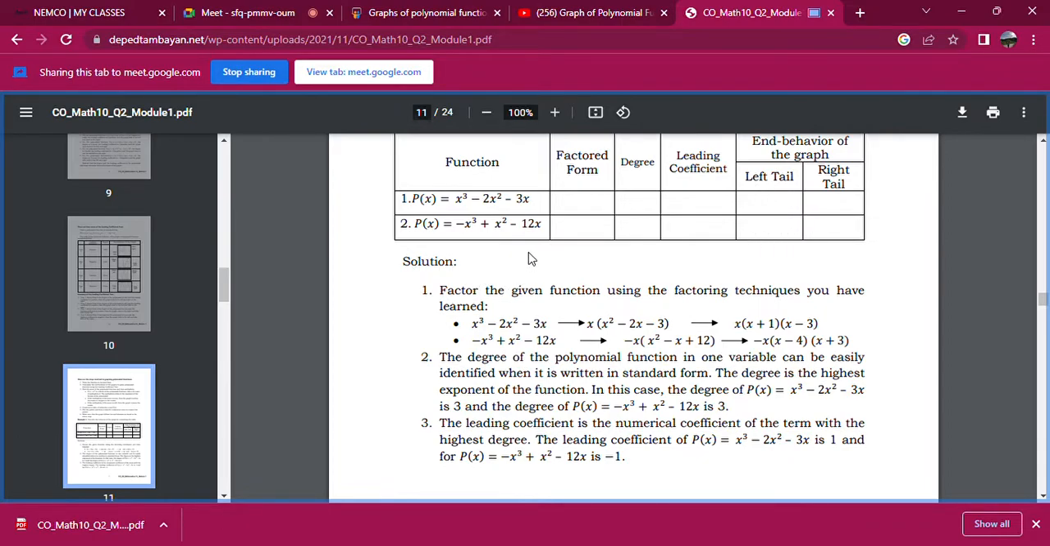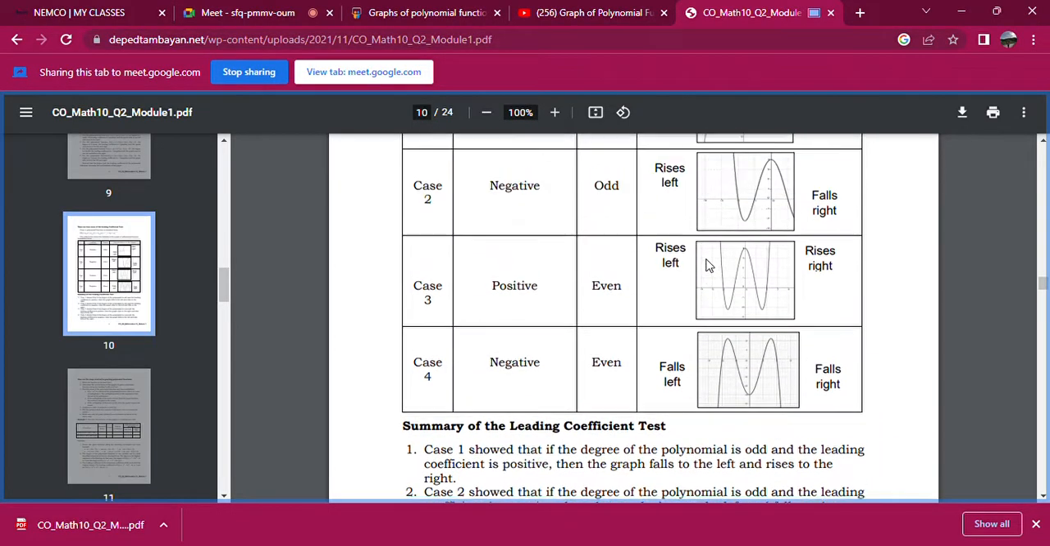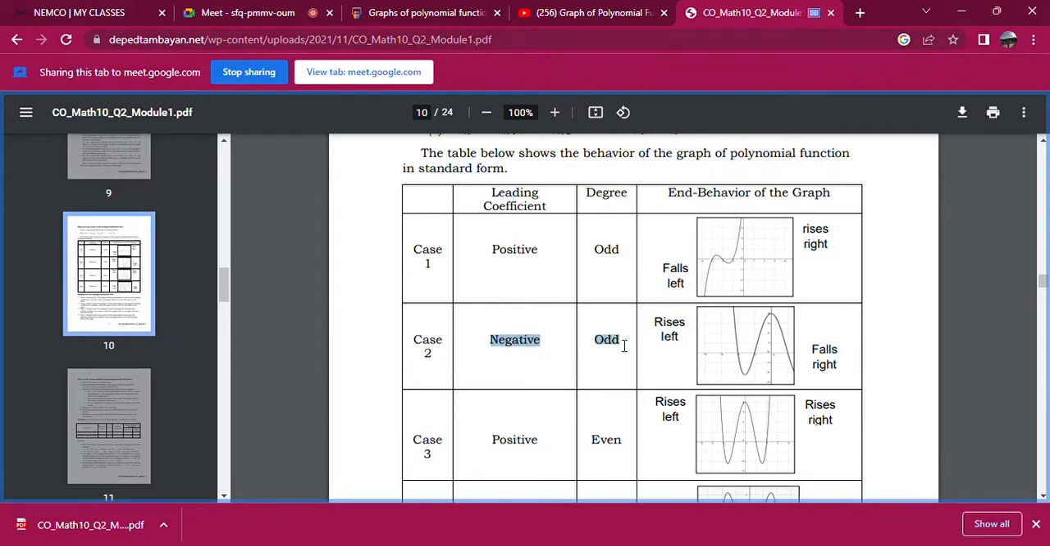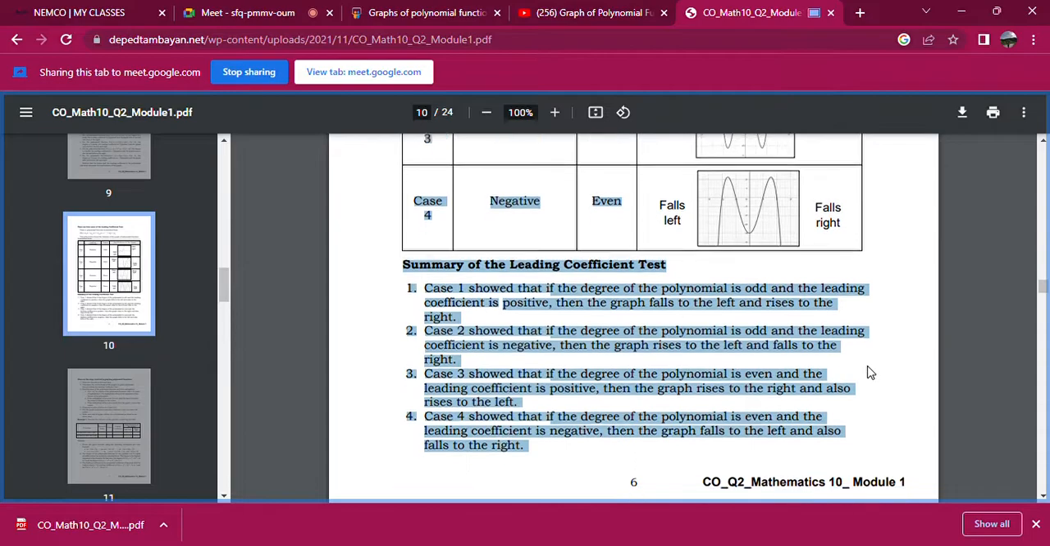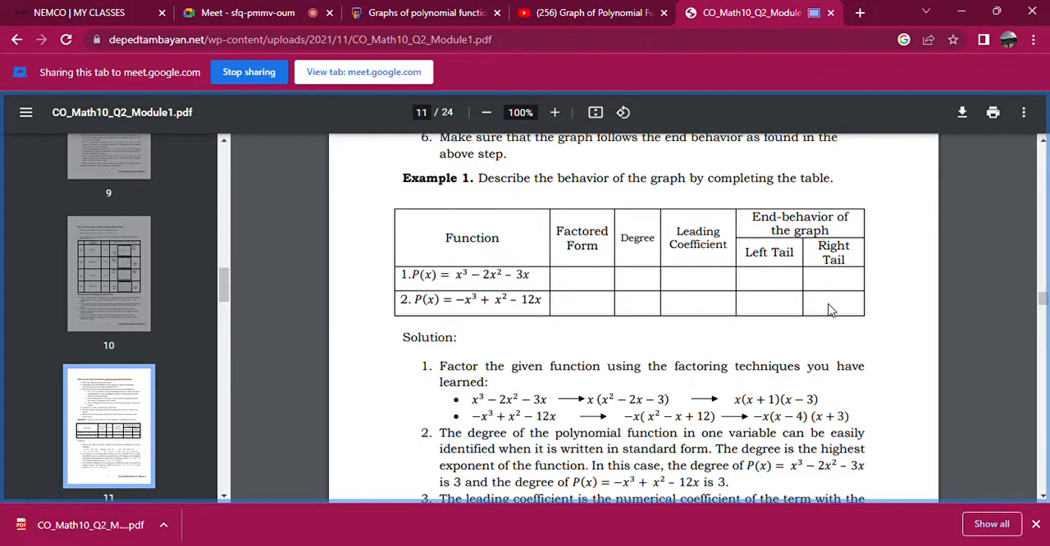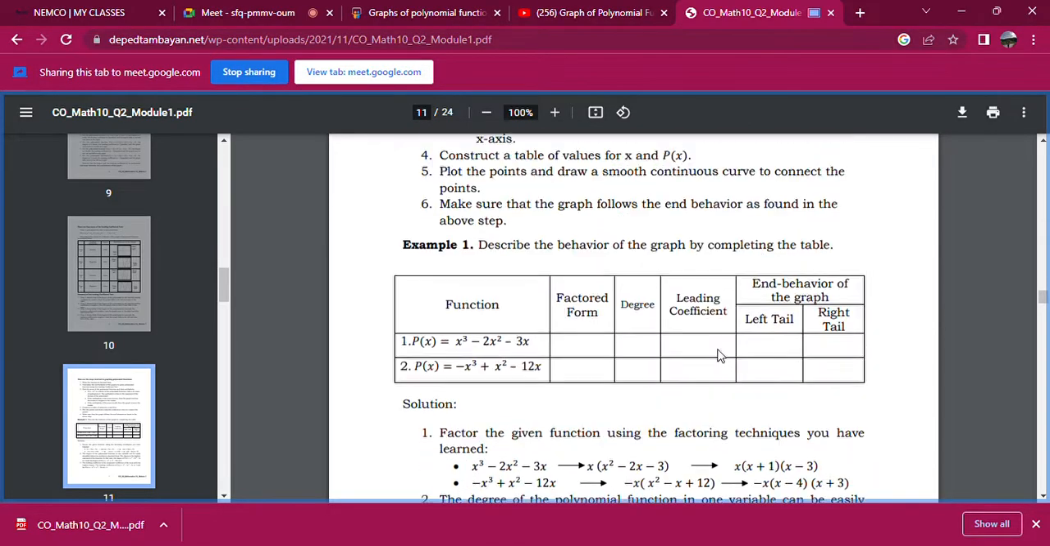How about number 2? This is negative og odd. So, pangita ta diri, negative og odd, so this one here. This is case number 2. So, mo rise si sa left and fall si sa right. So, may atibutang diri, rise diri, tas fall si sa left. Nasabtan ra?